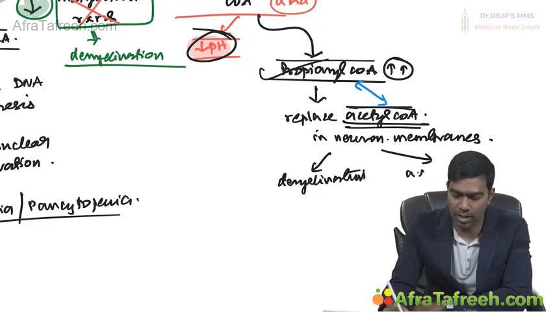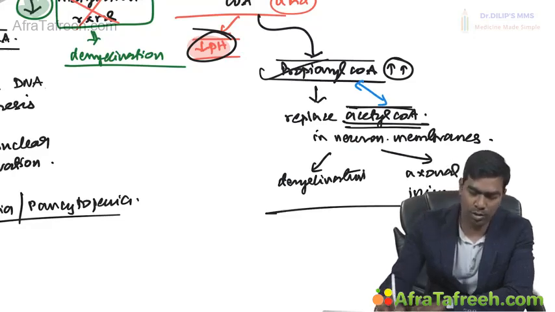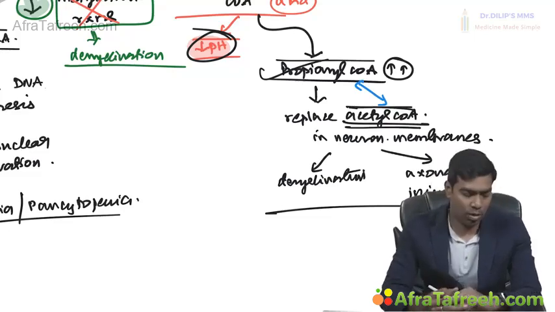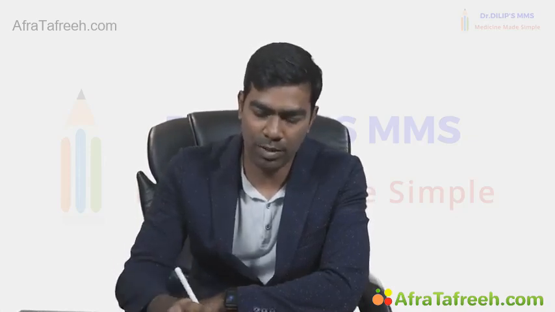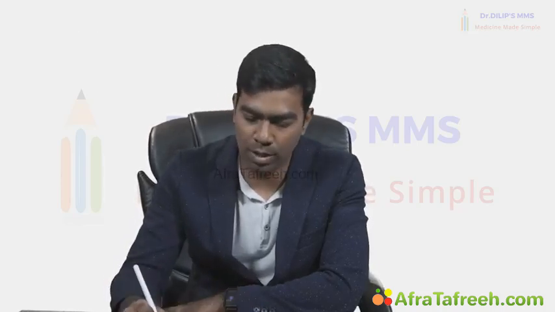At the same time, you might get axonal injury also in the peripheral nerves, which is again of very, very paramount importance. So demyelination and axonal injury are both due to this excessive methylmalonyl-CoA, which is going to produce excessive propionyl-CoA, and that propionyl-CoA is going to replace the acetyl-CoA in the neural membranes, resulting in membrane injury, causing demyelination and axonal injury. So these are some of the important pathophysiological points for understanding B12 deficiency.